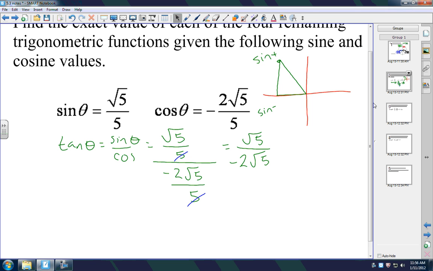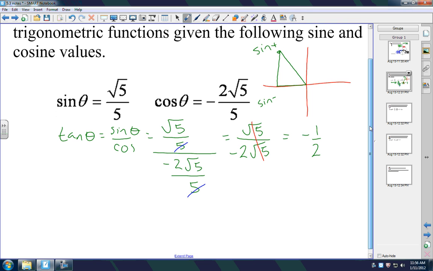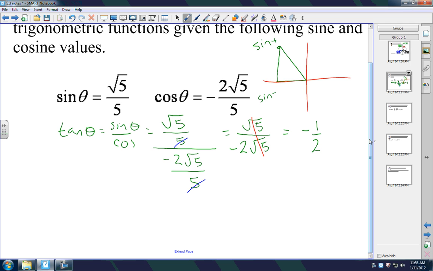Okay, these square roots of 5s cancel right out of there. You don't have to worry about rationalizing if they're the exact same thing. So this guy turns into negative 1/2. Okay, so we got sine, cosine, we got tangent. All we got to do is get those other 2. I'm going to go right to cosecant, go to the sine, flip it.